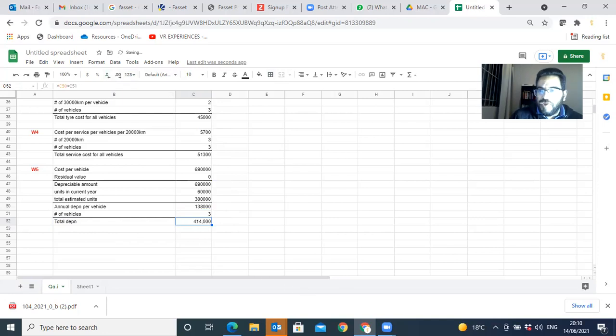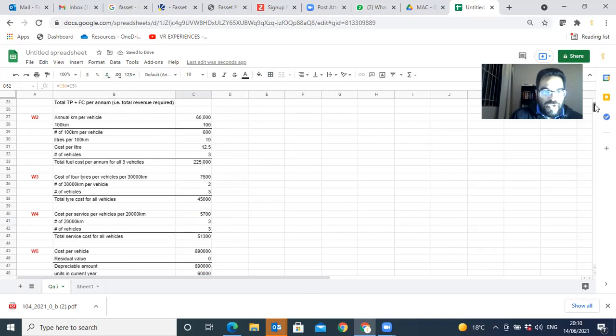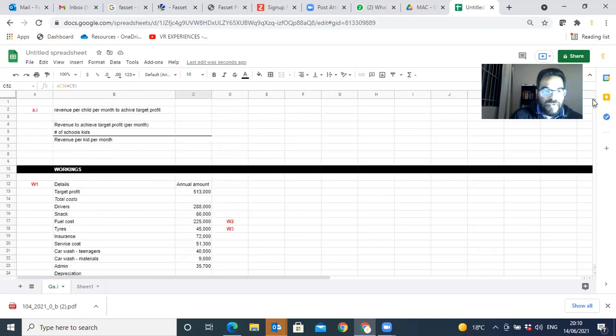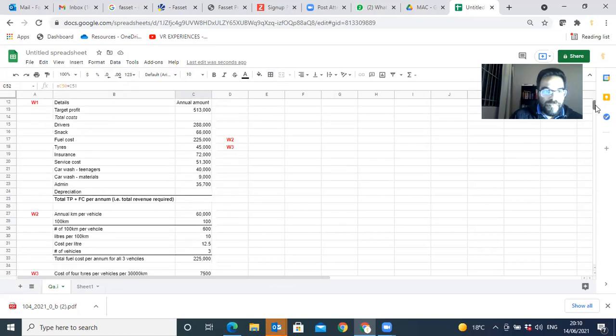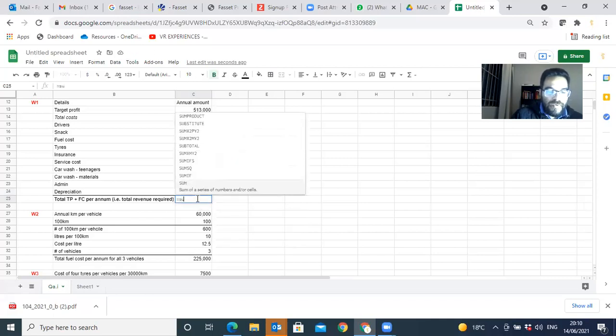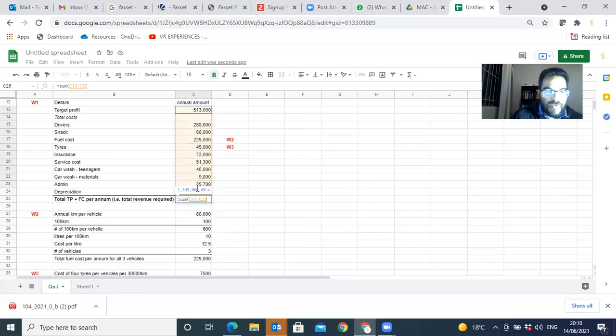So this is C52. If I go up, I should have all the costs now. So here we're going to go C52 equals C52. Okay, so I think I have all the costs. That's my total cost plus target profit for the year, which ultimately is revenue.